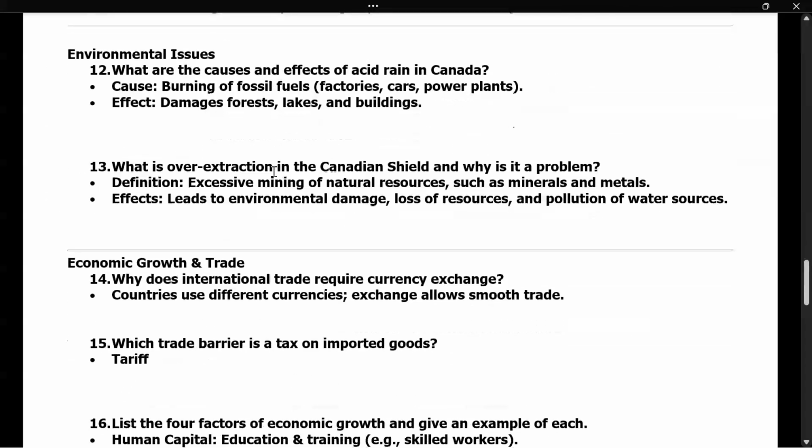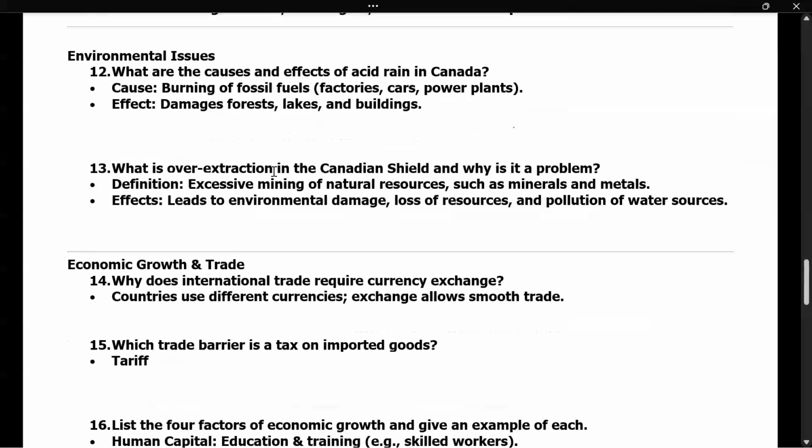Now, when it comes to environmental issues of Canada, we're talking about acid rain. The cause is burning of fossil fuel, factories, cars, power plants. The effect, of course, is that it damages the forests, lakes, and buildings become rusty.